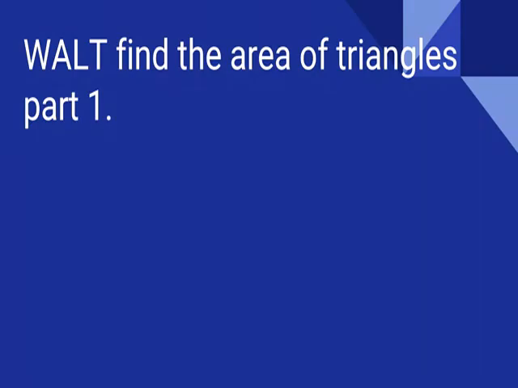Okay, continuing our theme of area and perimeter, just to quickly recap, the perimeter of a 2D shape is the distance travelled around the outside of that shape. So you add up all the sides of that shape to give you the perimeter. The area of a 2D shape is the space that that shape takes up, so it's the inside of that shape. So today we're going to be looking at how we find the area of triangles.